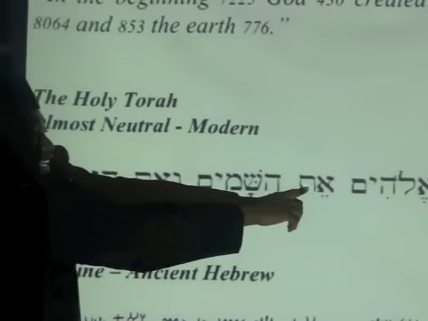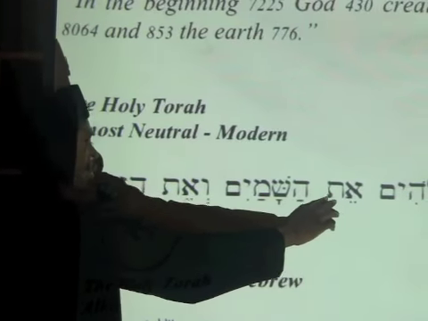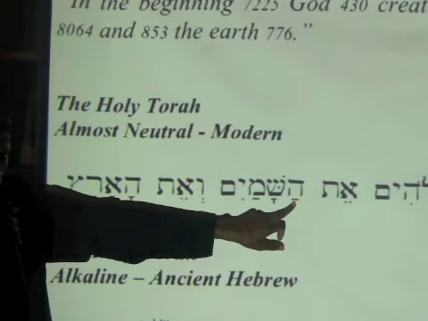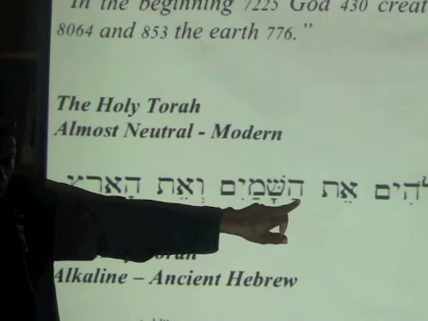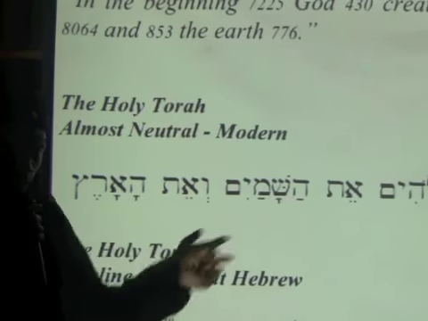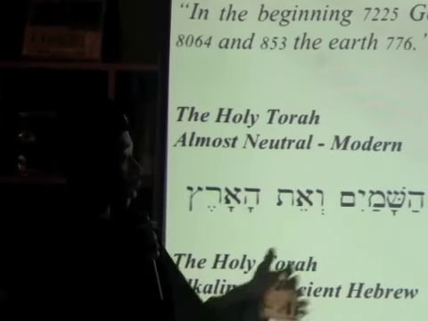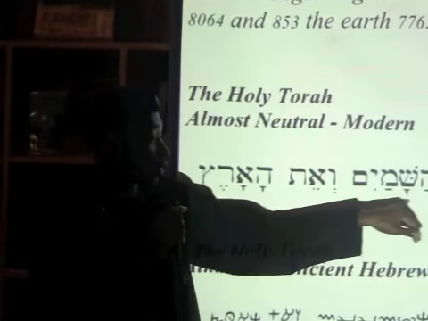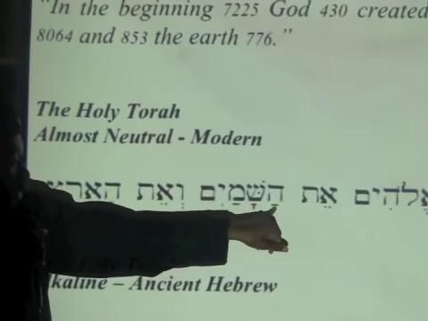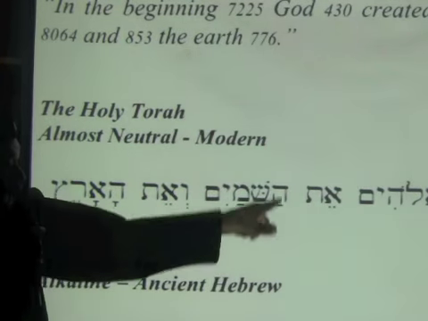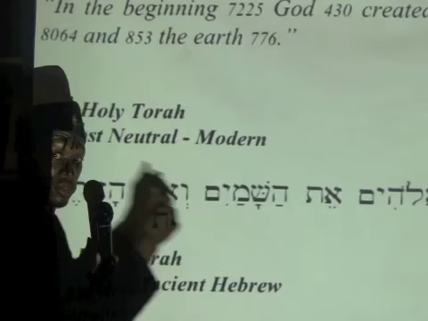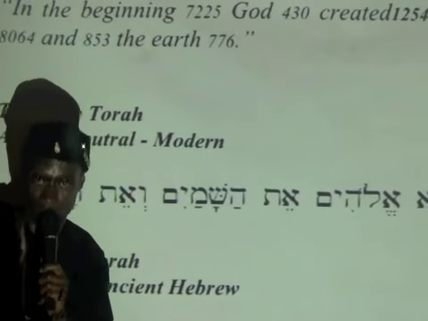Then you got this thing here that's not in English. It's called et. Ha. This is a prefix. When you see this at the beginning of a word, this means the. This vowel gives you the A sound, but this is a he. When this vowel is at the bottom, it gives you ha. So this is ha. You read from right to left and from up to down. Everything you look at is from right to left and up to down.